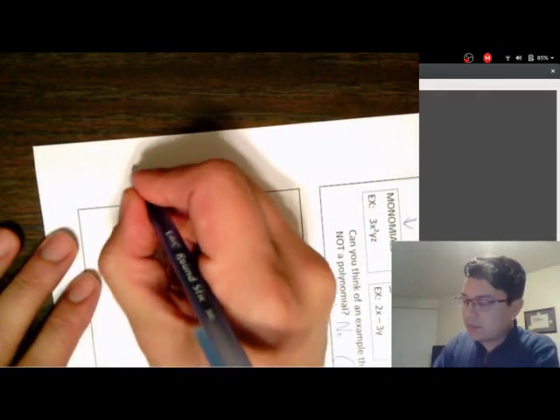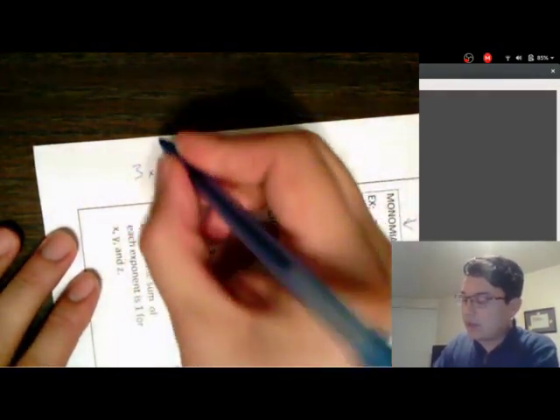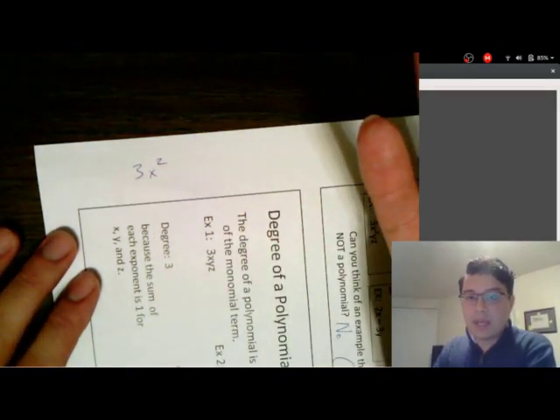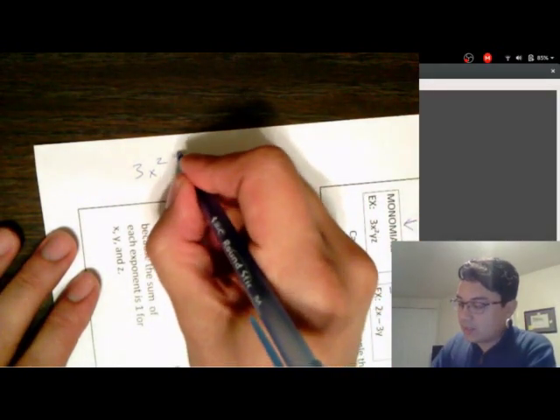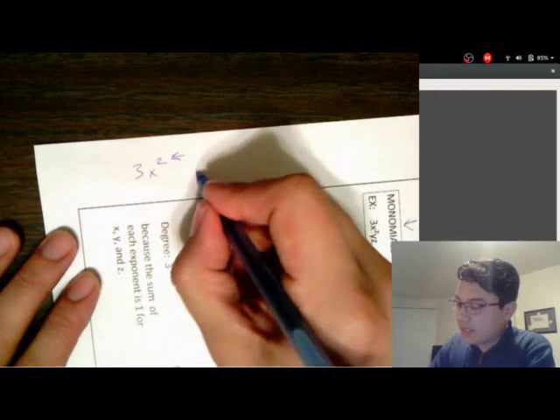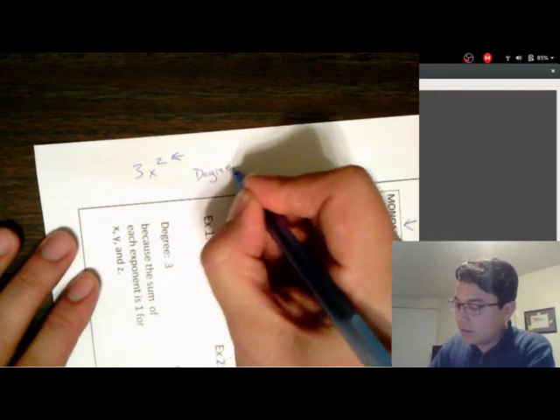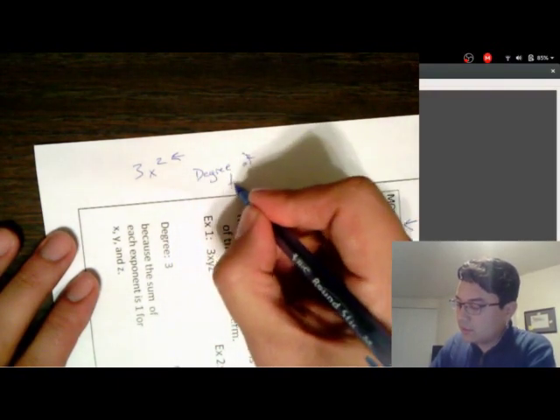For example, let me turn the side here and you guys can see. So if I give you something like 3x squared, the degree is whatever the exponent is. So in this case, the exponent is 2. So this has a degree of 2.